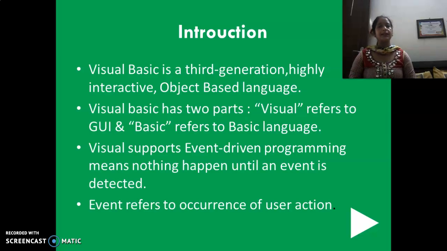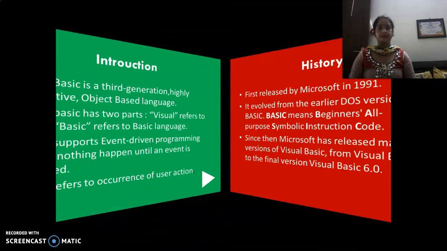What is an event? An event refers to the occurrence of a user action. Suppose you want to submit a form, then you click on the submit button. Here, click is the user event. That means if you don't click on the submit button, then nothing will happen. You have to click the mouse button. So here click is an event.